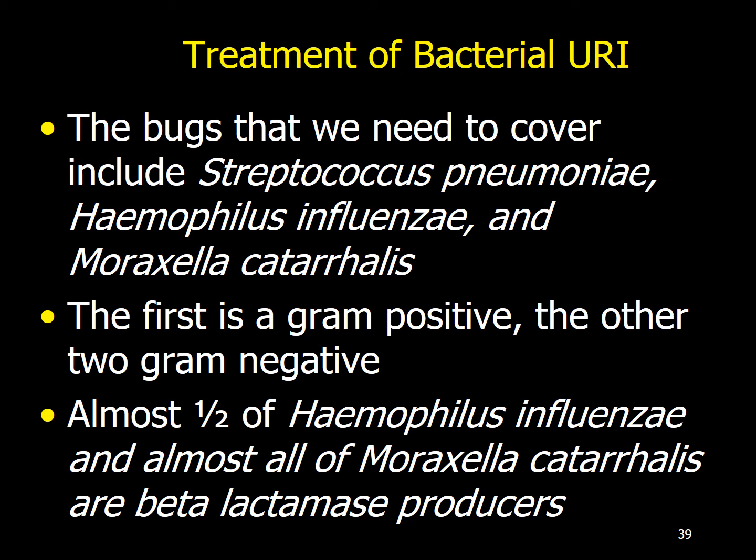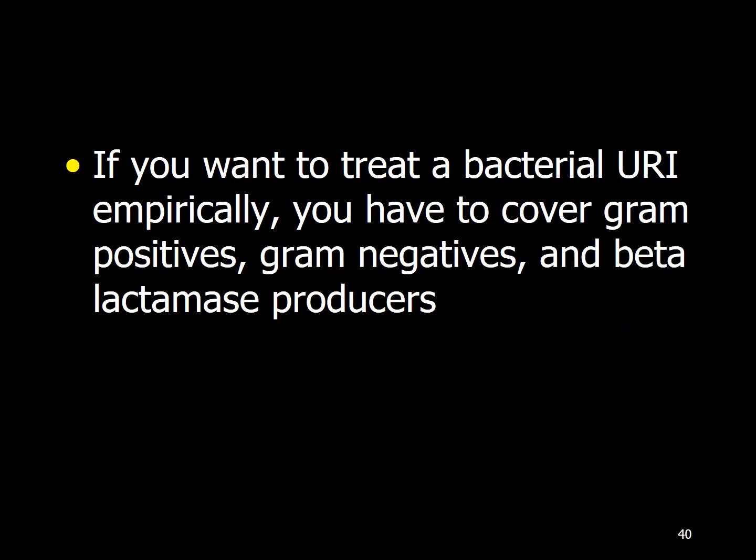So your considerations for covering a viral URI are that strep pneumoniae, well, let's see. Okay, let me not get ahead of the slides here. If you want to treat a bacterial URI empirically, you have to cover gram-positives, which is strep pneumoniae, gram-negatives, which is H. flu and Moraxella, and consider beta-lactamase producers, because almost half of your H. flu and virtually all of your Moraxella are going to be beta-lactamase producers. So you've got a lot to cover.